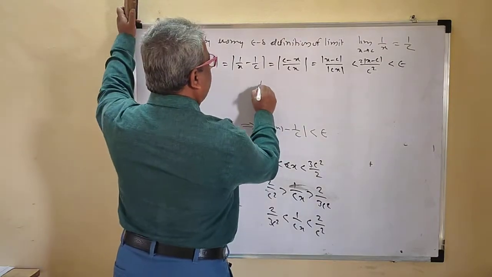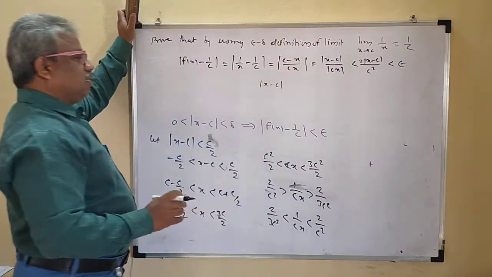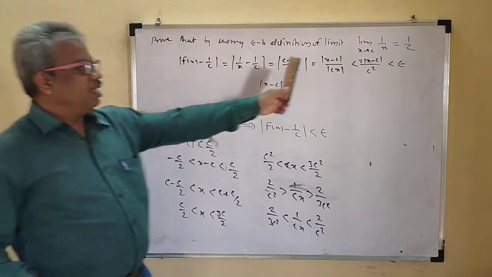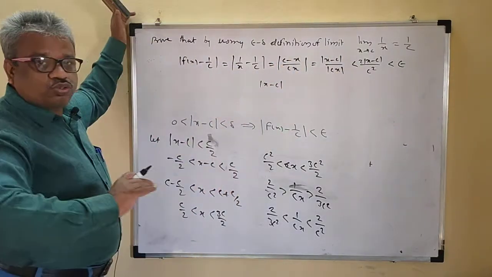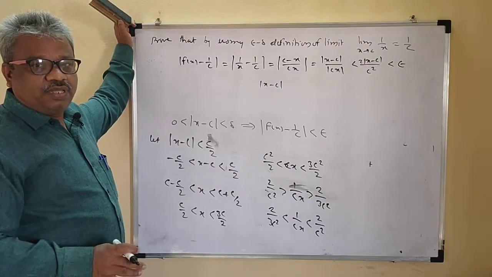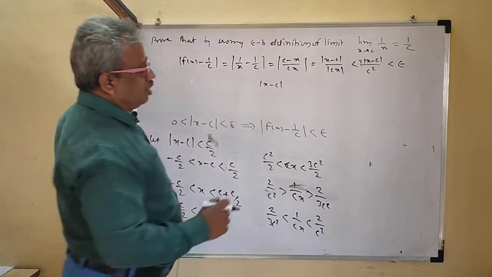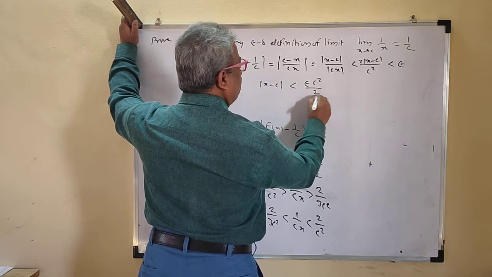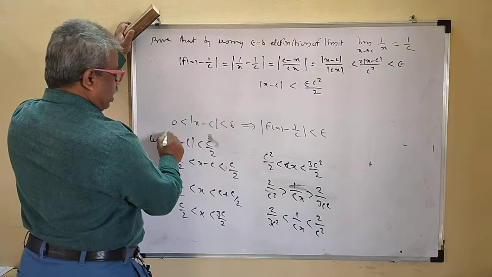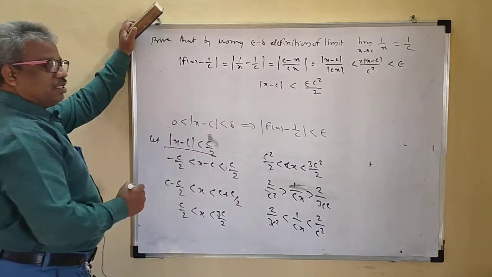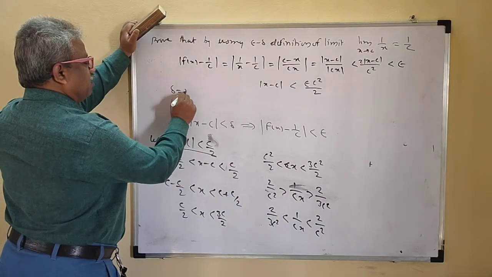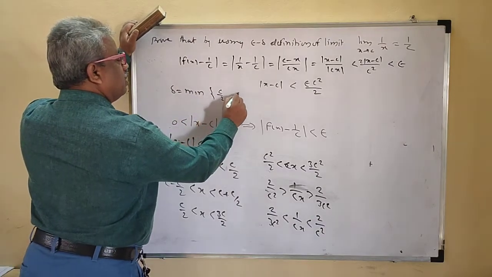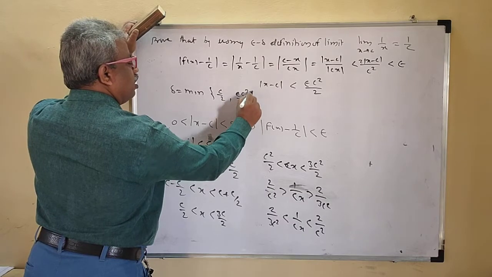So what we get then, mod of x minus c. That means in f of x minus L, you have to find this x minus c, and you have to show that x minus c is less than some number which contains epsilon. So this is less than epsilon c square by 2. Now here we have taken that x minus c is less than c by 2. You have to take delta as the minimum of c by 2 and epsilon c square by 2.